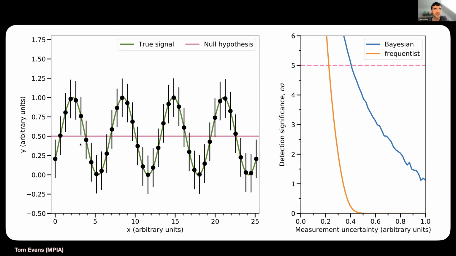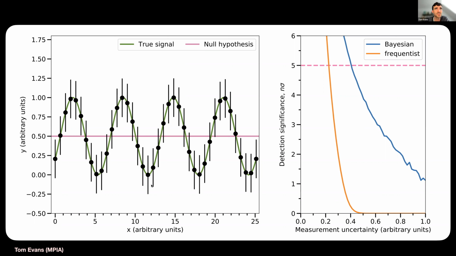Let's say that's our data, and this horizontal line is the null hypothesis that in a frequentist framework you would be trying to rule out in the first place. Over here on the right, along the horizontal axis, is the size of the measurement uncertainty. I'm repeating this experiment for different measurement uncertainties and calculating the p-value for the frequentist approach, and then the detection significance, which is plotted along the vertical axis. You can see that the frequentist approach takes a long time. You've got to reduce the measurement uncertainties by quite a lot before the detection significance really starts shooting up.